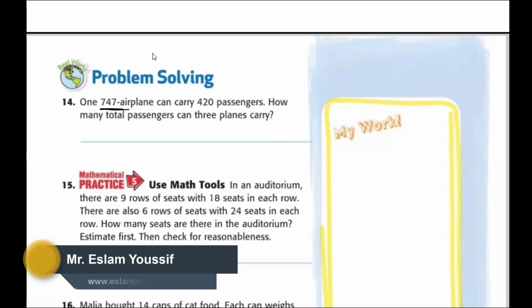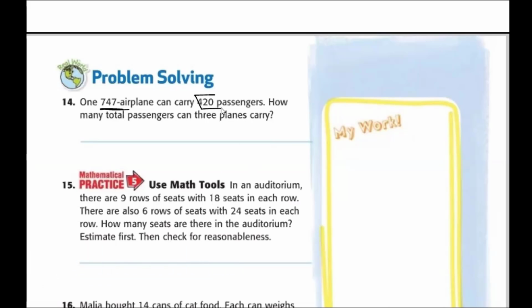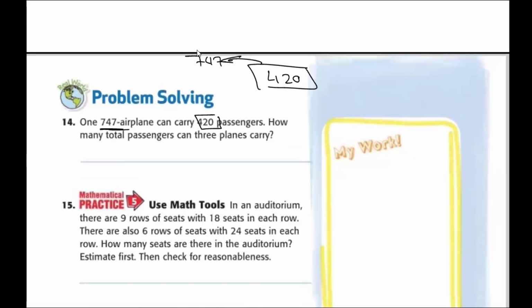So this type of plane can carry 420 passengers. For each plane, the first one can carry 420 passengers. Whatever the name, leave the name now. I will not use the name. How many passengers can the airplane carry? 420. So how many total passengers can be carried by 3 planes? How many planes do we have? We have 3. The first one can carry 420, the second one also can carry the same number, 420, and the third one is 420. So which operation will we use now? 420 times 3.